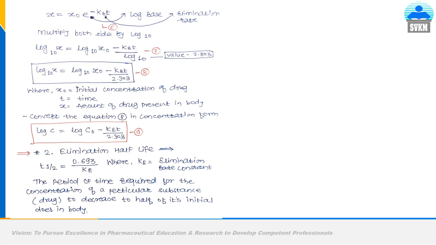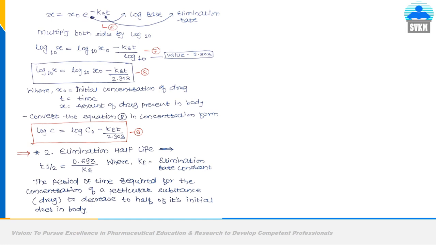Convert equation number 8 into the form of concentration. Just x is replaced by C to convert into the concentration form. You will get equation number 9, that is log C is equal to log C0 minus Ket upon 2.303. This equation number 9 is the final equation to determine the elimination rate constant, which is the first pharmacokinetic parameter.